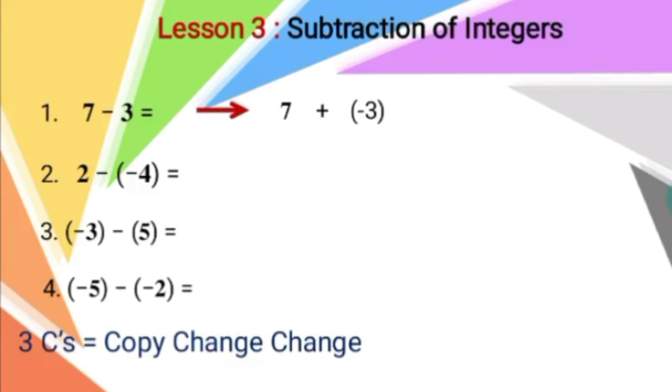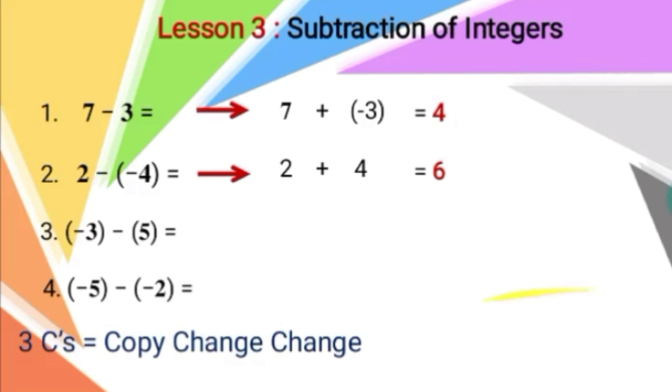Since we have here the different sign or unlike sign, you will minus or subtract the 7 to 3. So the answer is 4. Then copy the bigger or the larger sign, which is positive. So the answer is positive 4. For number 2, copy the 2, change the subtraction into addition, and change the negative 4 into positive 4. So the answer is positive 6.